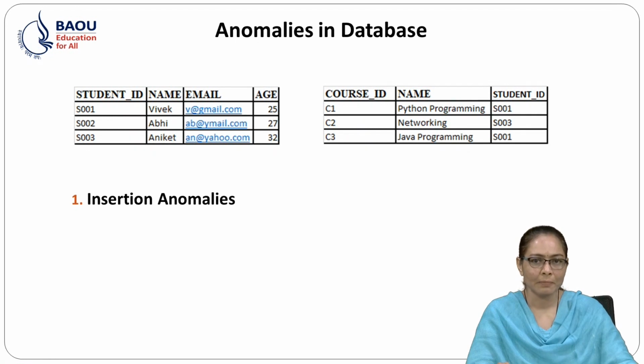For example, if we try to insert S005 in a course table, it will not permit because it is not present in a student table. Without existence of the primary key, we cannot insert it as a foreign key.